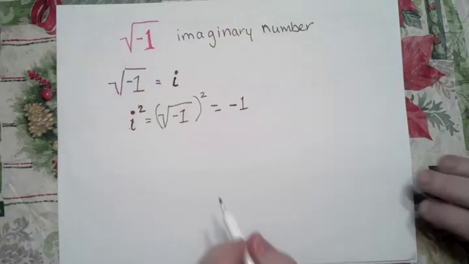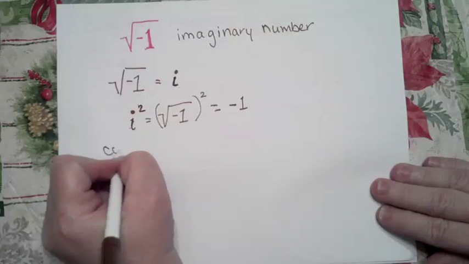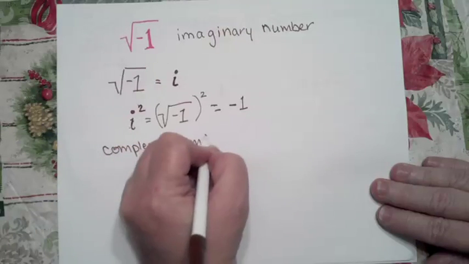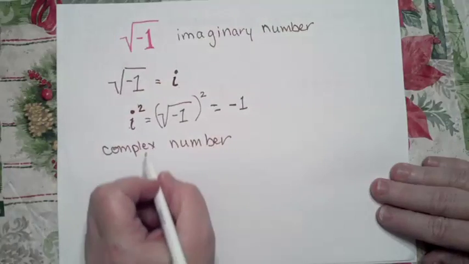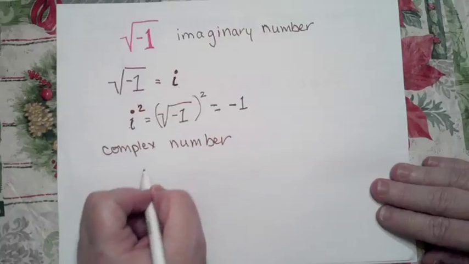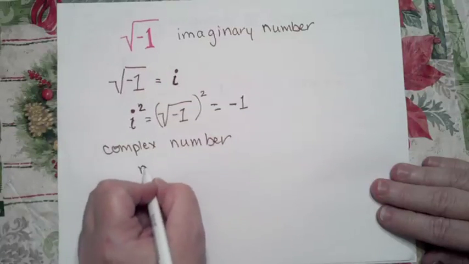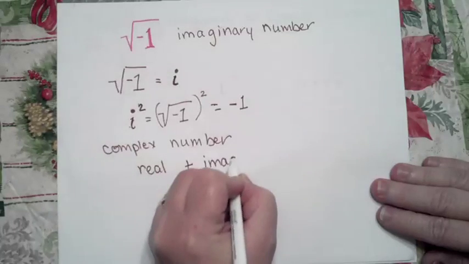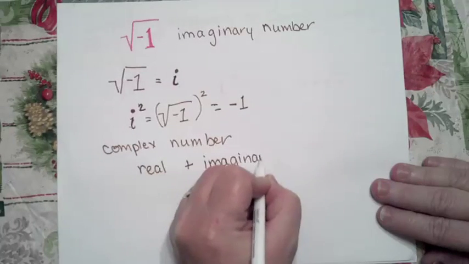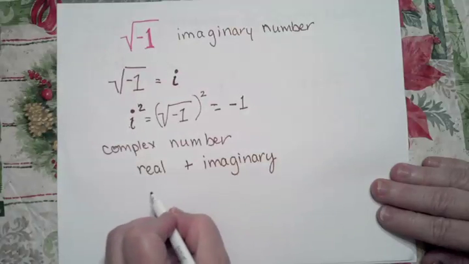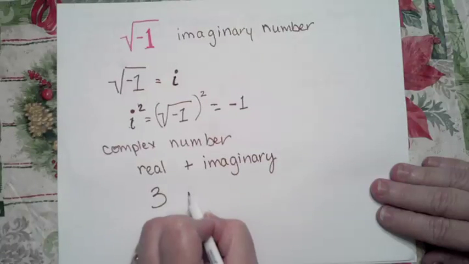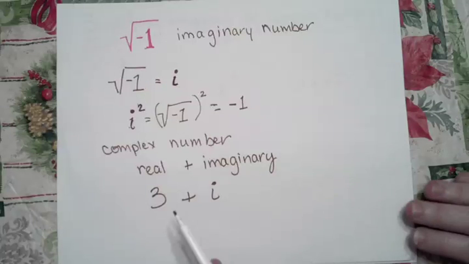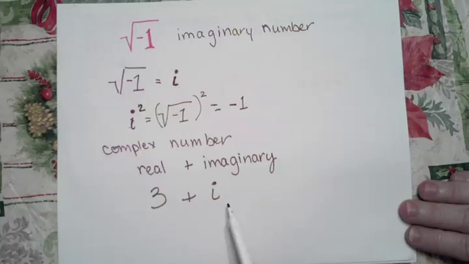And I mentioned something else. We have something called a complex number. And a complex number is just a number that is part real and part imaginary. And you always put the real part first. So you might have something like a real part plus an imaginary part. And the imaginary part goes last. So that might be something like 3 plus i. Okay, so there's my real part, and here's my imaginary part.